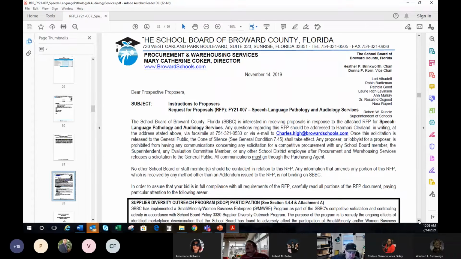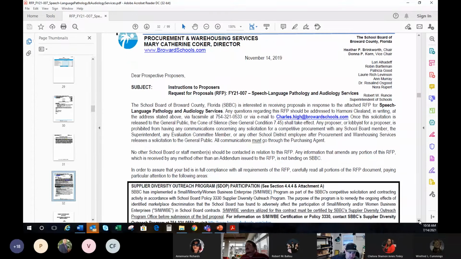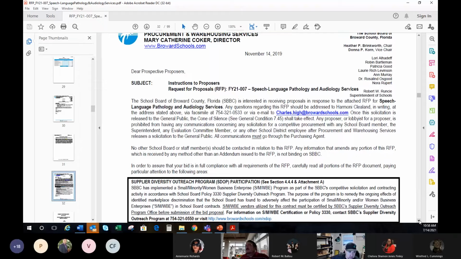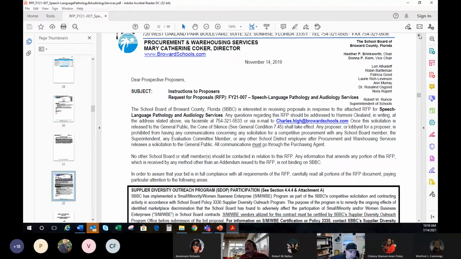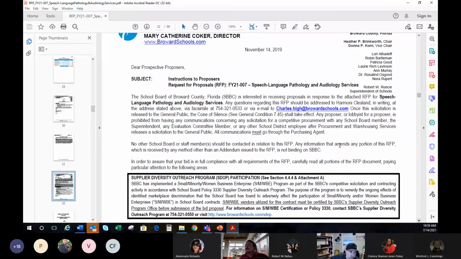Basically, what you're going to need to do is just read this carefully. There's a typo up here. It shouldn't be Harmony Cleveland. It should be Mr. High, but that does happen. Some mistakes do happen on the RFPs. But my email address is given so that if you need to contact me, you're able to contact me through email.